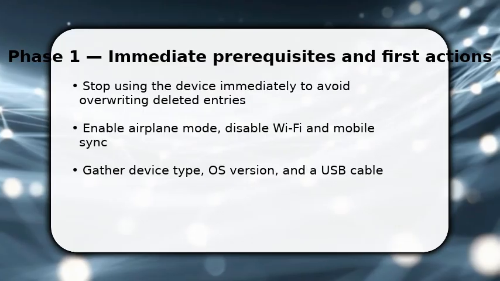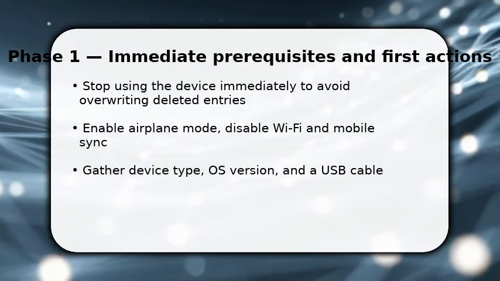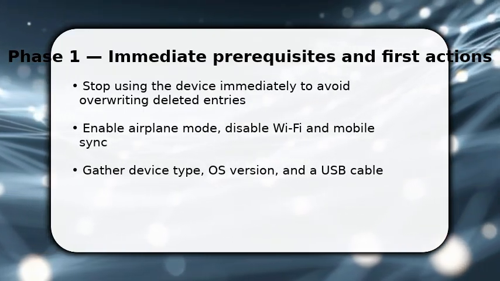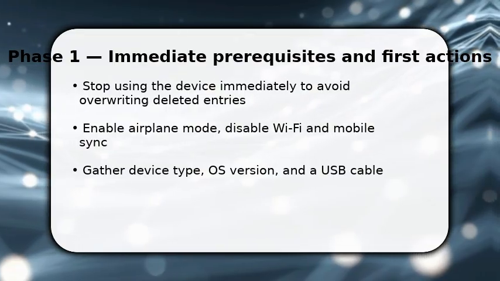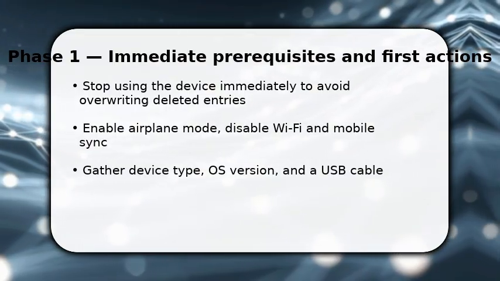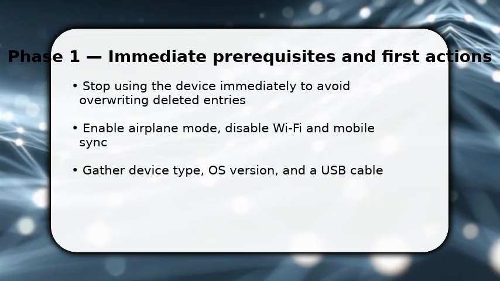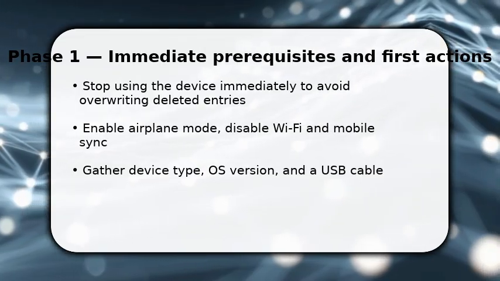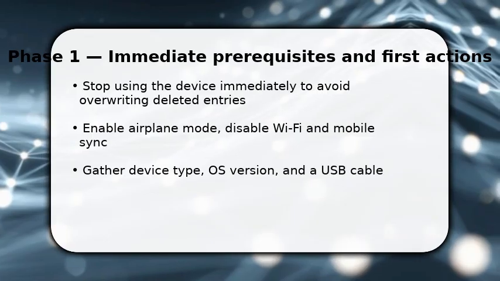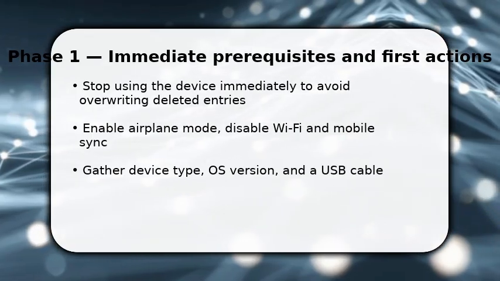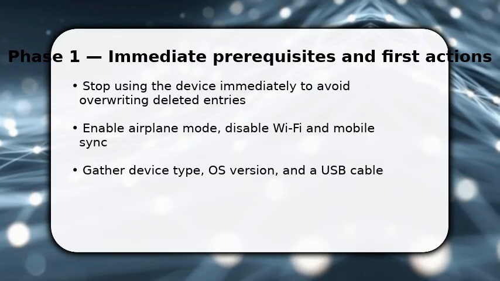You begin by minimizing damage. Stop using the phone so deleted contacts aren't overwritten. Once done, switch to airplane mode and turn off cloud sync. This preserves residual data. Make sure you have the device model, OS version, and a USB cable ready. These determine which recovery tools will work.